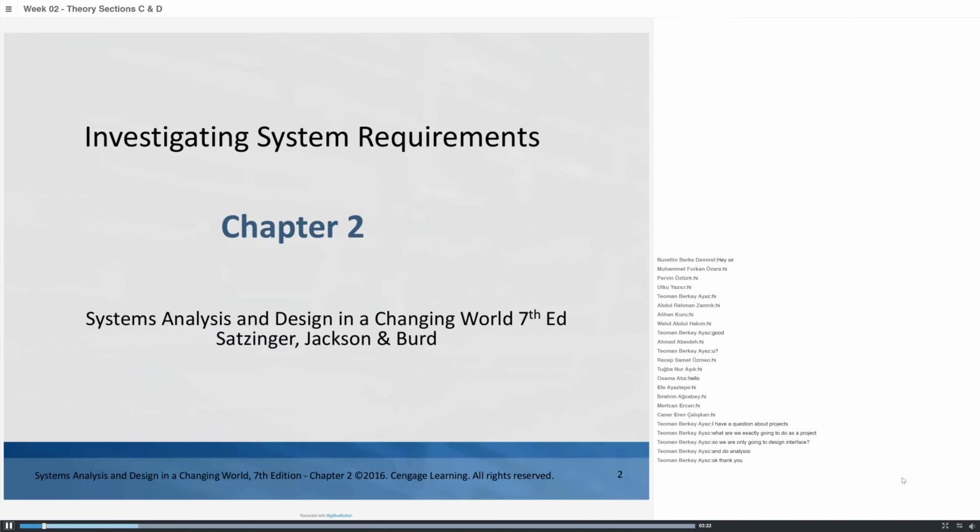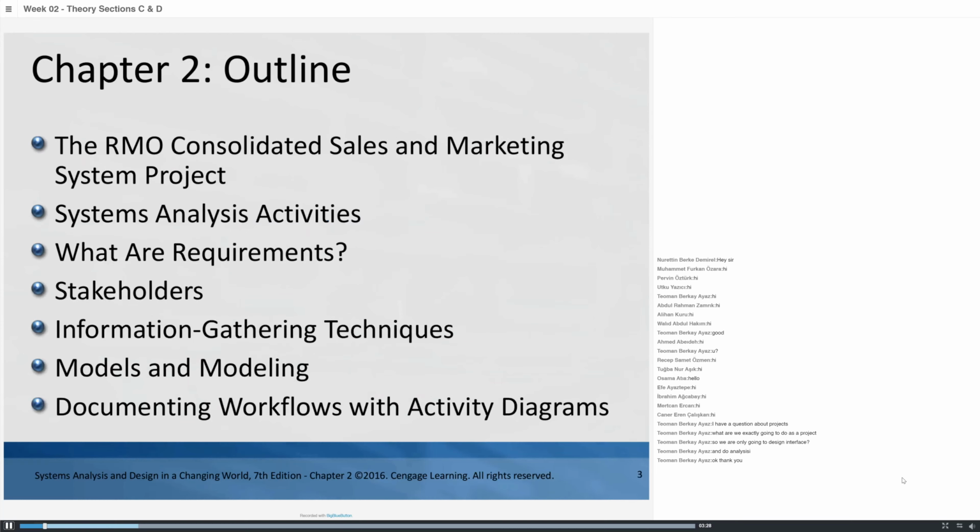Today's agenda is dedicated to investigating system requirements. And our motivation will be to fully understand the RMO project, what system analysis activities are, what the requirements are, and we will see the difference between functional and non-functional requirements today.